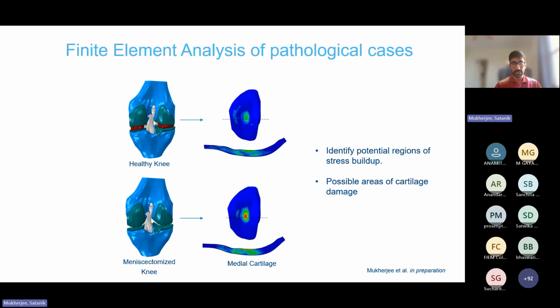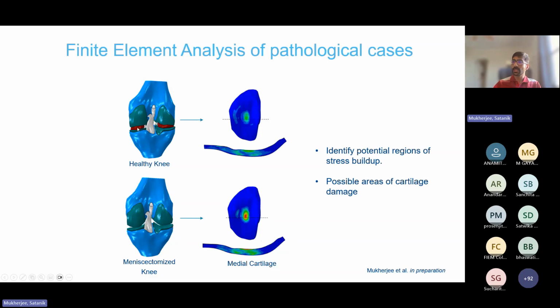Some other applications that you can think of using these finite element based models is, say, look at a pathological case and see if that pathological case is biomechanically responsible for increasing stresses and strains in the cartilage that might lead to the progression of a disease. So one of the case studies that we did in my research is looking at a pathological case of meniscectomy.